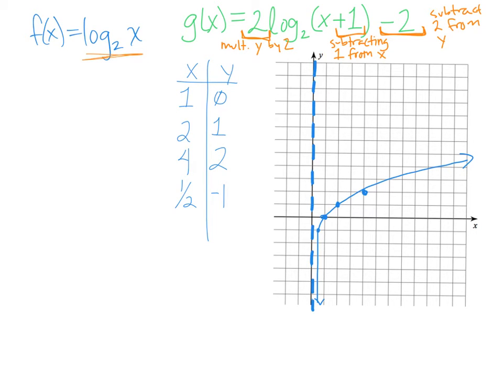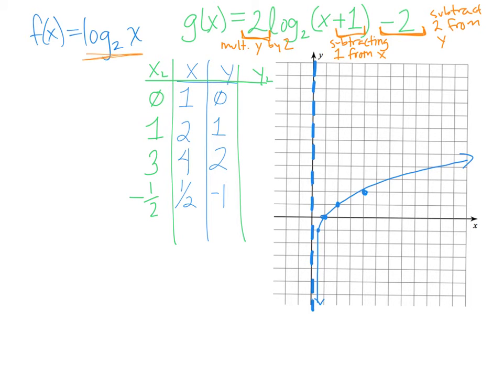So what I'm going to do is I'm just going to take my table here, and extend it a little bit. I'm going to have my x sub 2 and my y sub 2, and I'm just going to apply those changes. The only change I'm doing for the x column is subtracting 1 from all my x values. So 1 minus 1 is 0. 2 minus 1 is 1. 4 minus 1 is 3. And 1/2 minus 1 is negative 1/2, or negative 0.5.